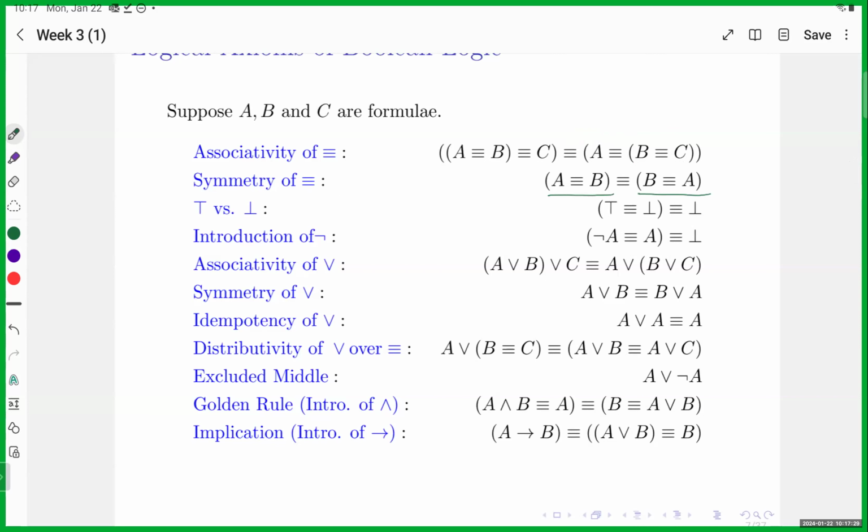Right? So we could swap the equivalence. Next one, top versus bottom. So this is going to tell us how top and bottom are related to one another. Top equivalent to bottom is equivalent to bottom, right? Again, think of these as tautologies that are basically trivially true.